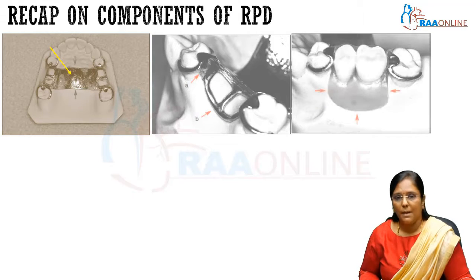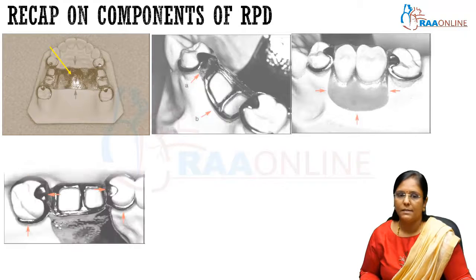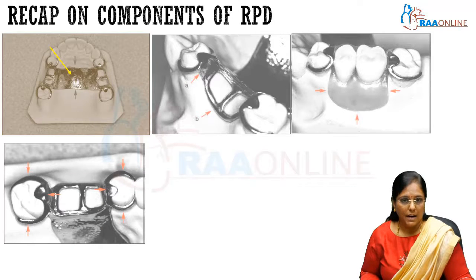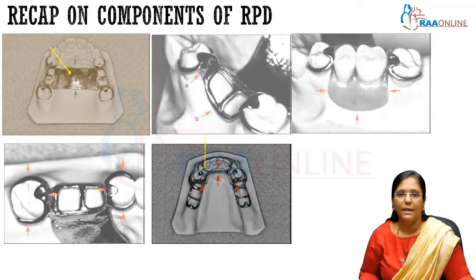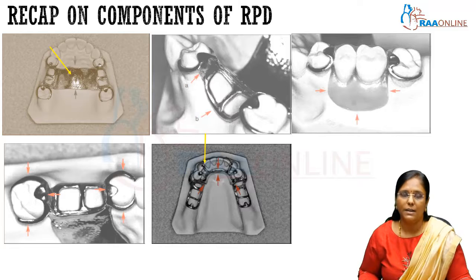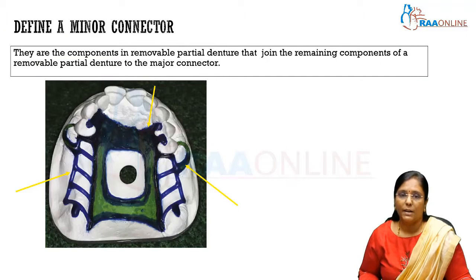And the denture base is going to hold the teeth in place, the direct retainer or the clasp assembly that we usually call, and the indirect retainer that is going to assist the direct retainer in retaining the removable partial denture in place. So as I said earlier, the minor connector is the important component that is going to unite all other components of removable partial denture to the major connector.